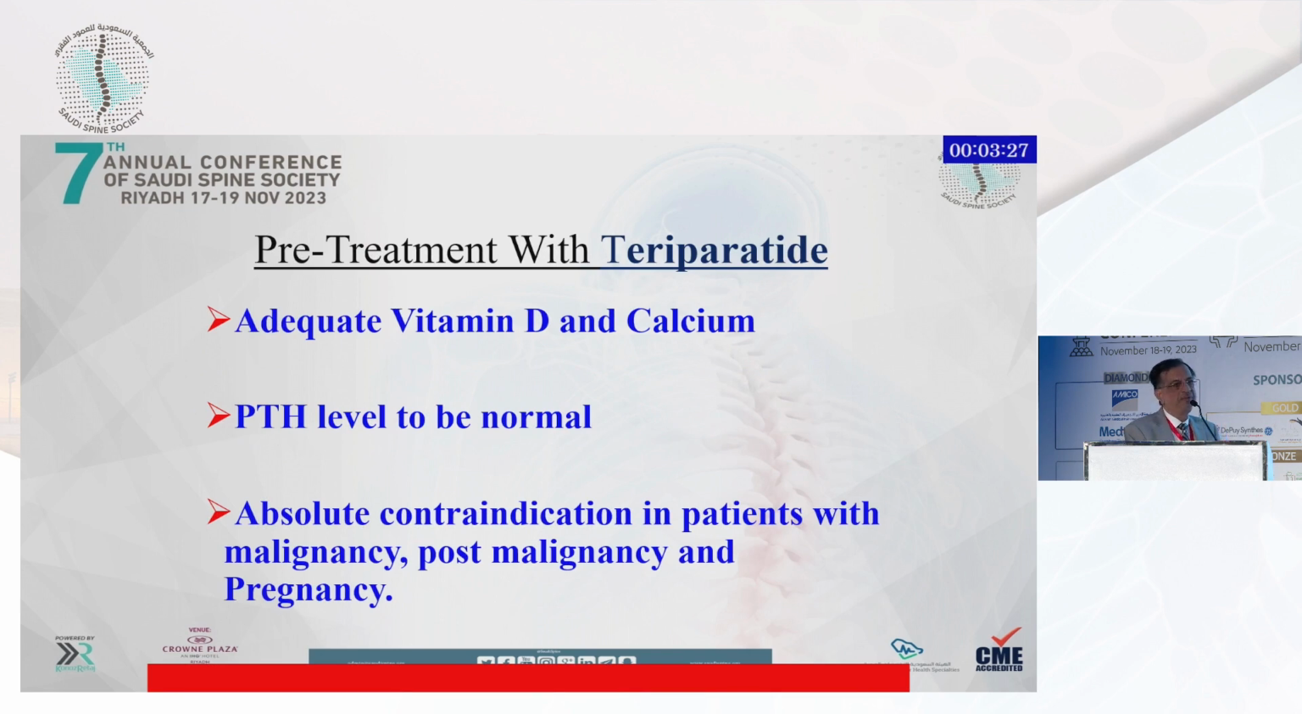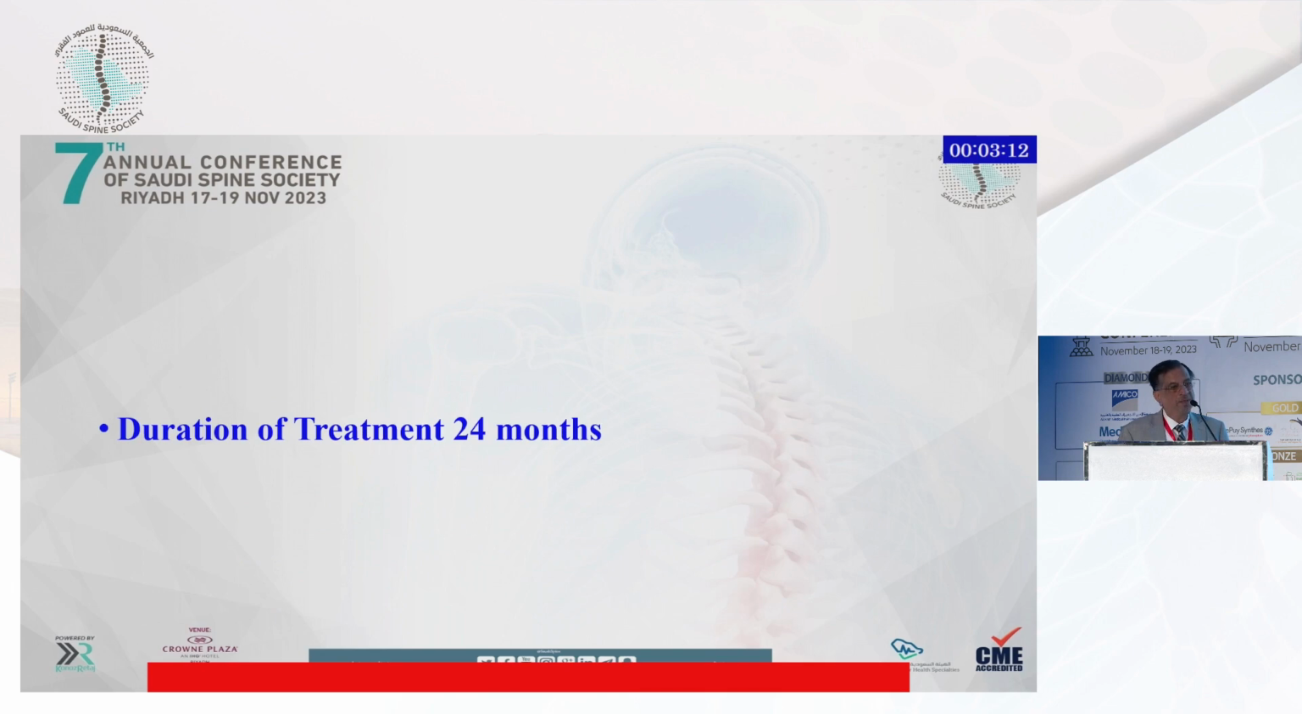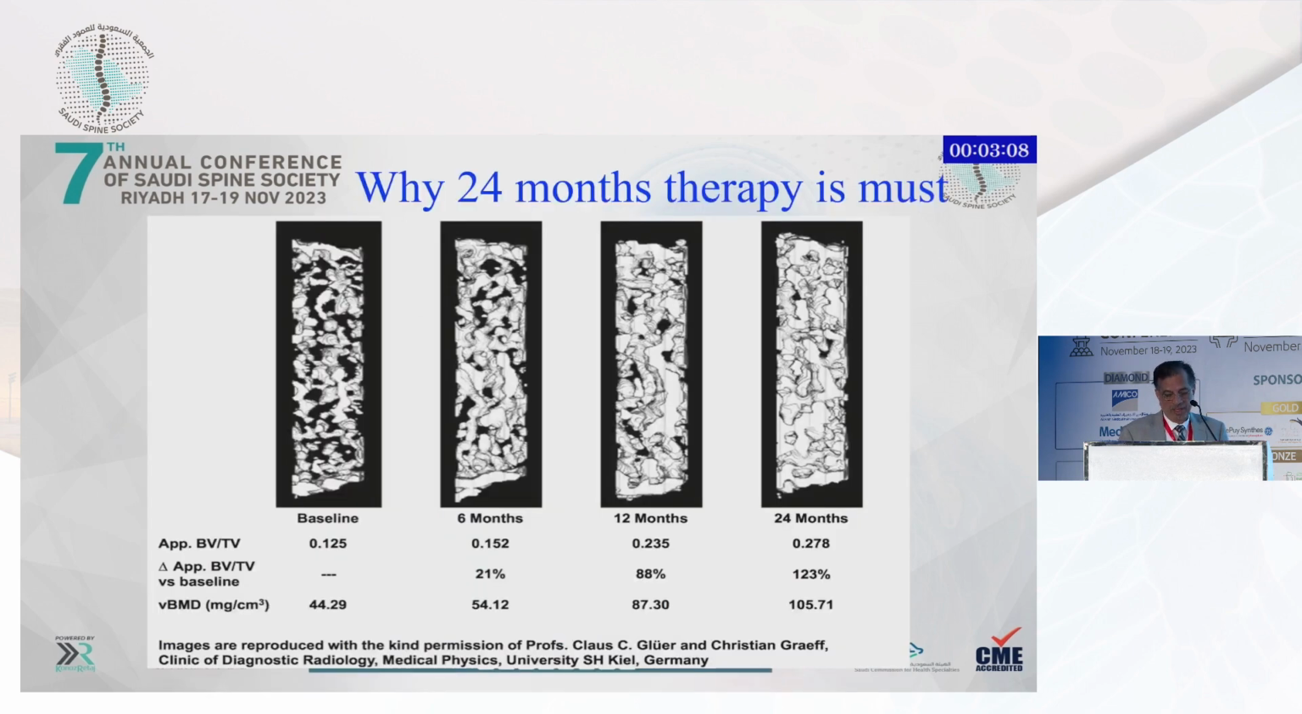Now, pre-treatment for anabolic is again assessment of vitamin D and calcium. PTH level has to be normal, and absolute contraindications are malignancy or post-malignancy and pregnancy. The duration for this treatment is definitely 24 months. The reason being, if you see the 4 biopsies which were done on patients who had teriparatide, the anabolic does not work at least for the first 6 months.